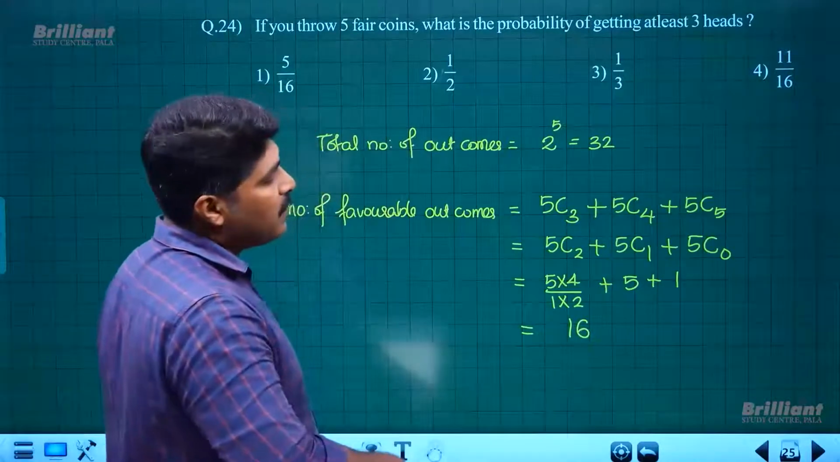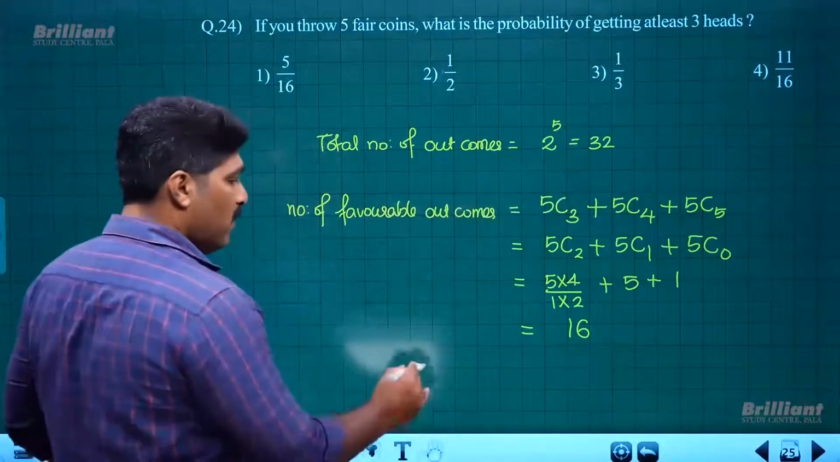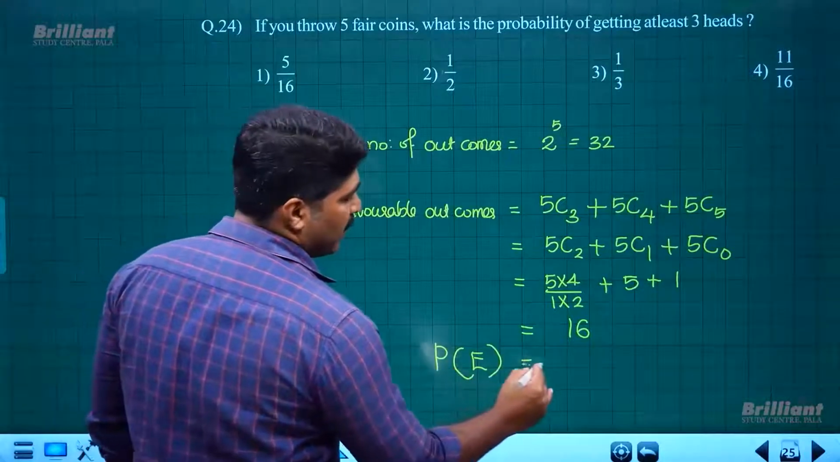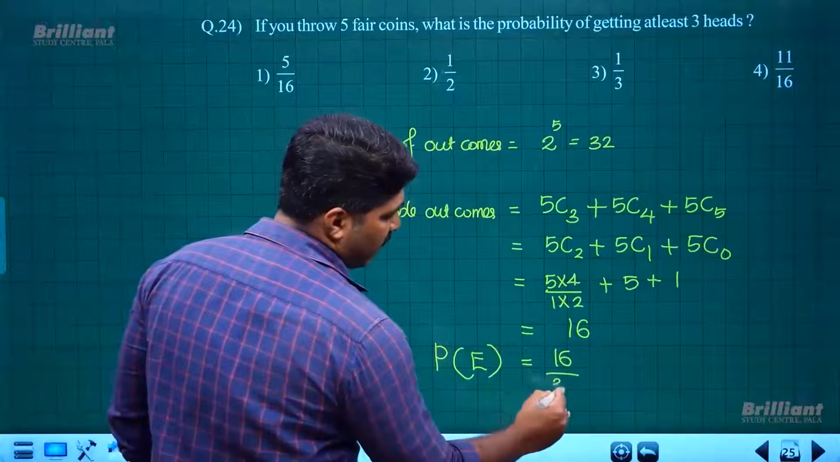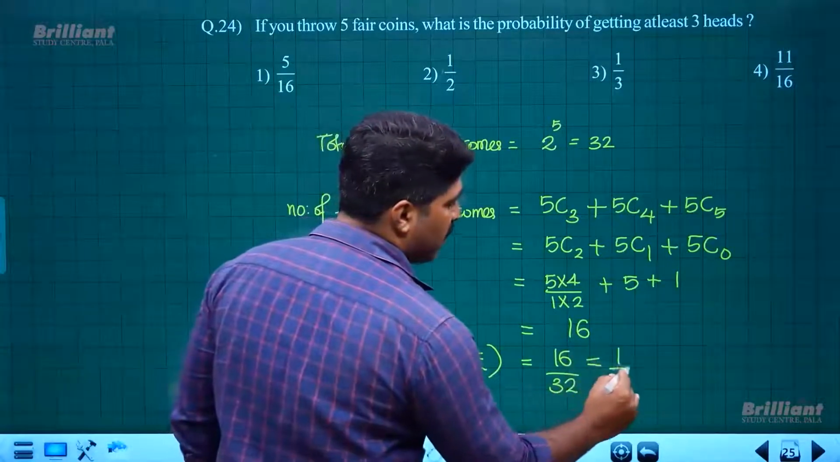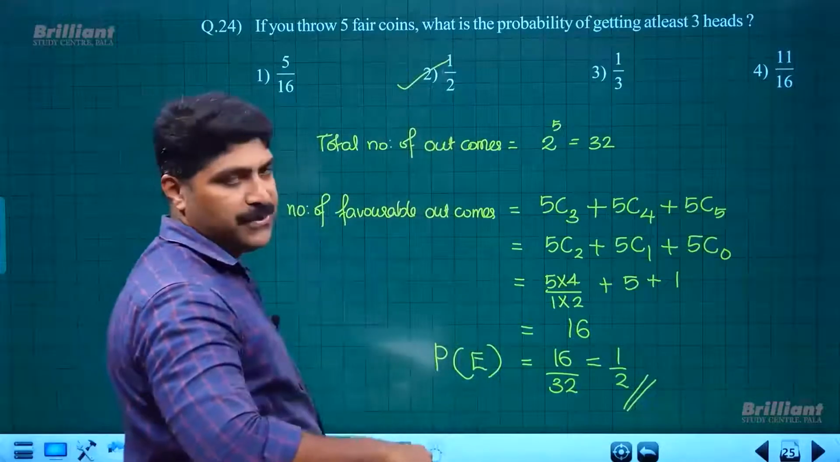Correct. Therefore, the probability. This is the number of favorable outcomes. This is the total number of outcomes. Therefore, the probability of such an event is the number of favorable outcomes divided by the total number of outcomes. So here we can easily simplify, this probability is 1 by 2. The answer is option 2.